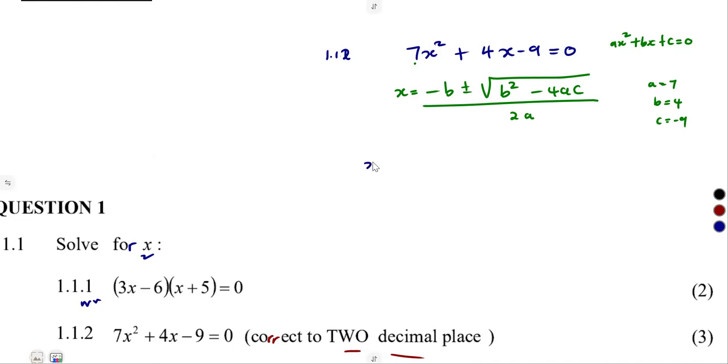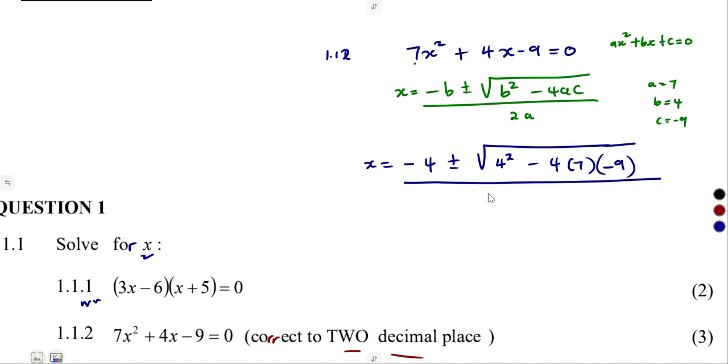You substitute all this into your formula. So that's minus our b, that is 4, plus or minus the square root of b squared, which is 4 squared, minus 4 times our a, which is 7, and our c, which is a negative 9. Just put those inside the brackets, over 2 times a, which is 2 times 7.